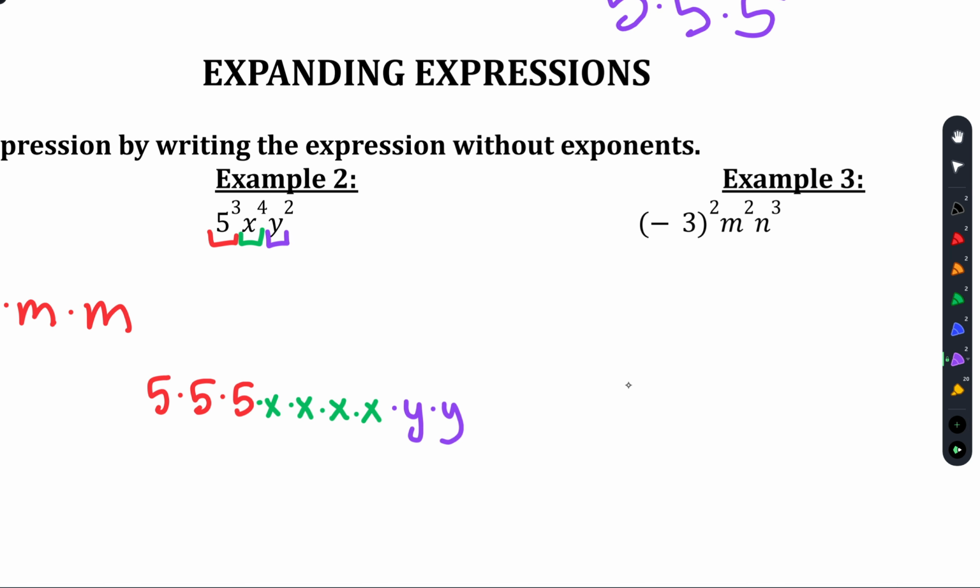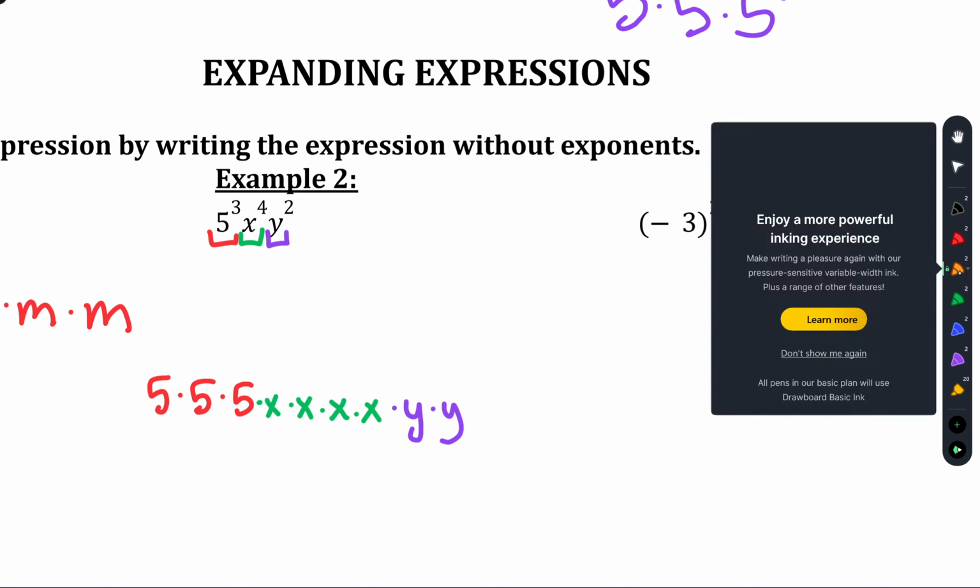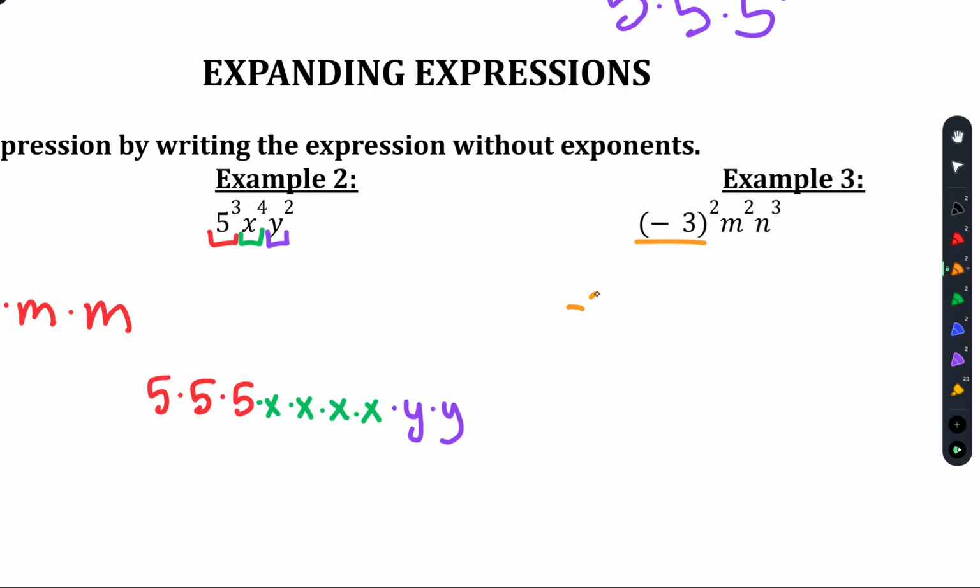Same thing for the last one. Don't get confused just because there's a negative in there. We're going to write that as negative 3 times negative 3. Obviously, we want that twice because my exponent is to the second power. m, I want to write that twice as well. And n, I want to write that 3 times. Nothing crazy here, right? We're just following along how many numbers there are, and we're writing them that many times.